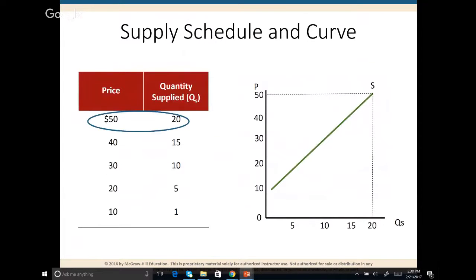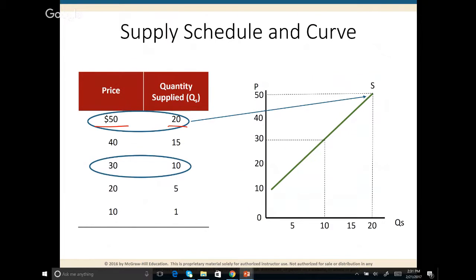So if you draw it over here, that's your quantity. When the price is 50, our quantity supplied is 20. And when the price is 30, quantity supplied is 10, and then draw the line, this upward sloping curve, that's your supply curve. And guys, P stands for price, Q stands for quantity, S stands for supply, and QS stands for quantity supplied. So how many do we supply at different price levels?